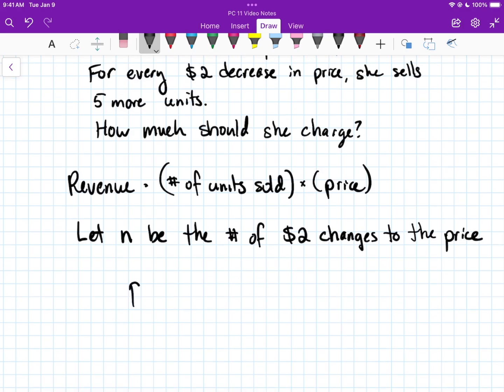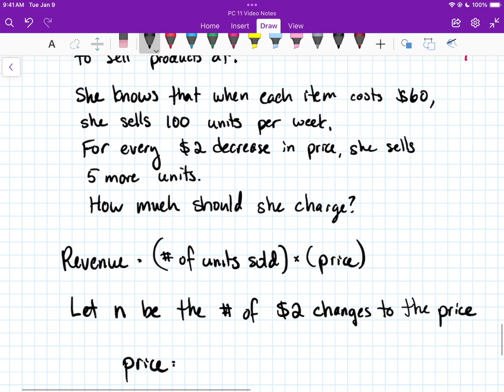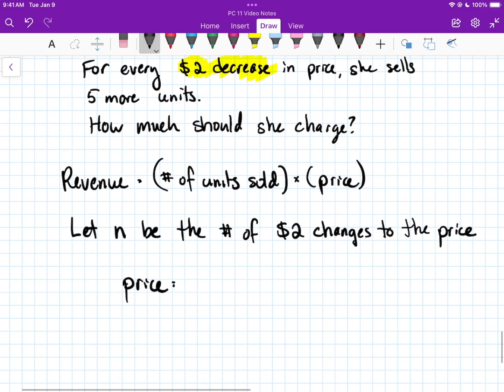Our price then, if we stop and think about it, is not too hard to figure out. Remember, we started with a baseline of $60. Right, so $60, and then every time we changed our price by $2, something happened. So $60, and then we're going to take away $2 some unknown number of times. So n, again, is just however many times we're making that change.